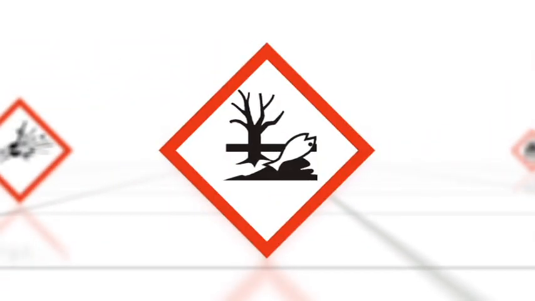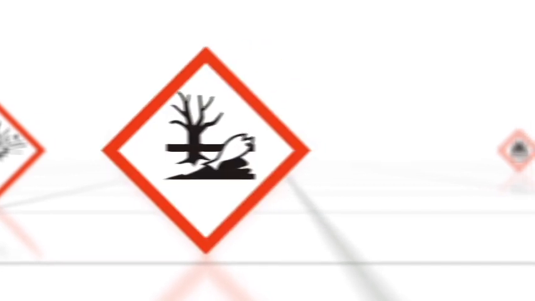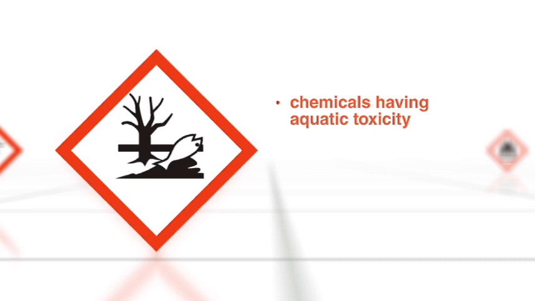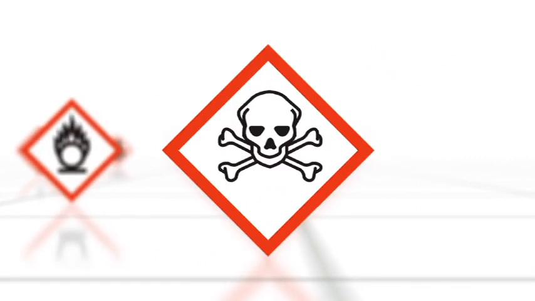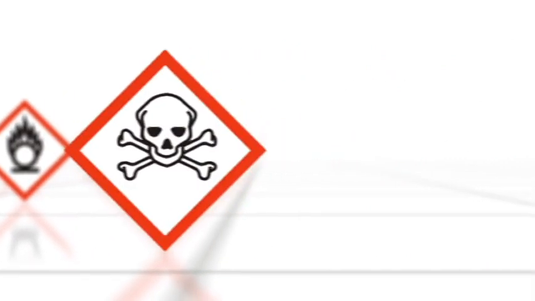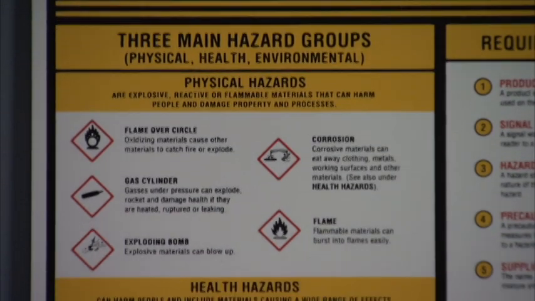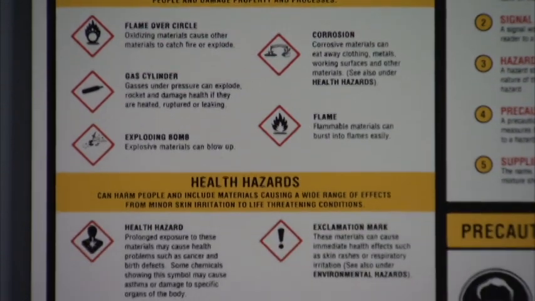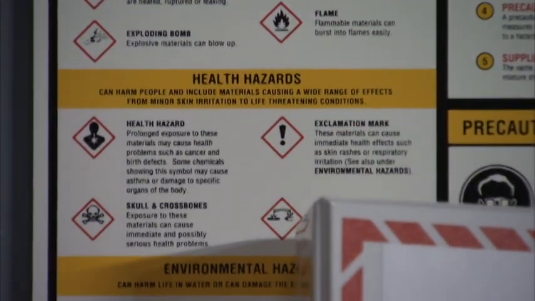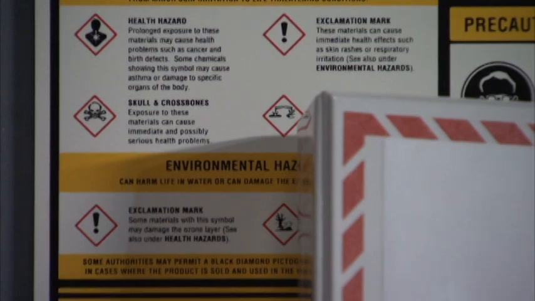The environment pictogram, which is not mandatory, shows a bare tree and a body of water with a fish upside down. This pictogram applies to chemicals having aquatic toxicity. The skull and crossbones pictogram literally shows a skull and crossbones image in the center and applies to chemicals having acute toxicity, being fatal or just toxic. Become familiar with these 9 pictograms so you can easily recognize the corresponding hazards of the chemicals you work with.